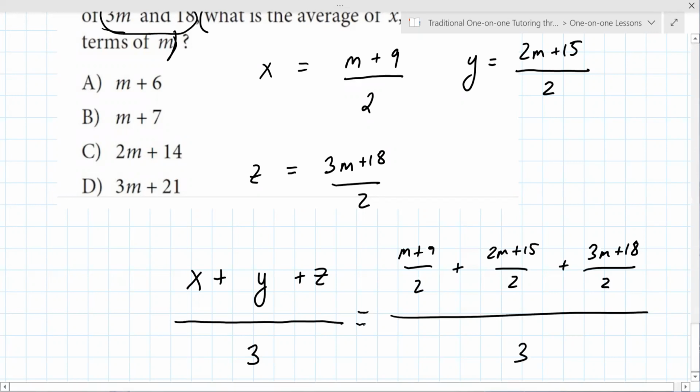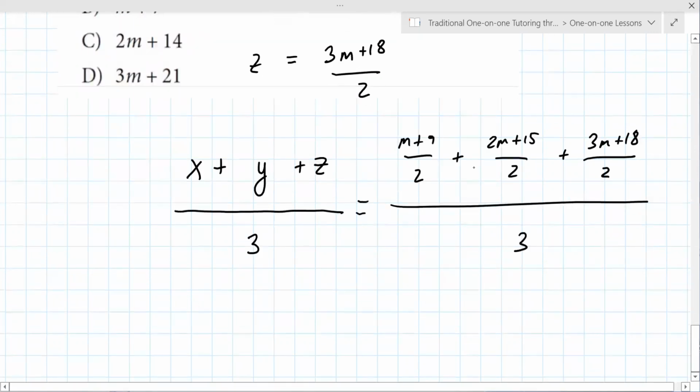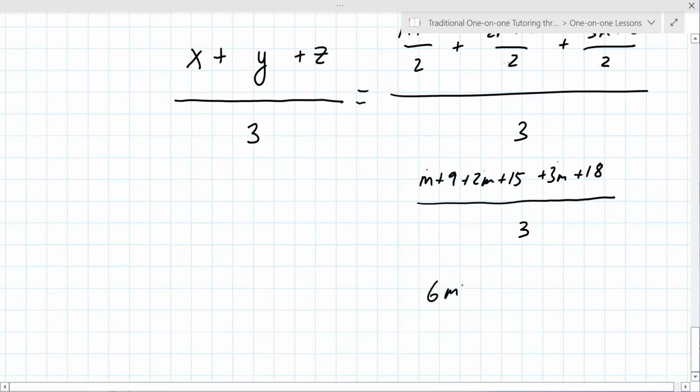This looks complicated, but you actually know how to do it. The bottoms are all the same. So when the bottoms are the same, what can you do in the numerators? Combine them. So you have M plus 9 plus 2M plus 15 plus 3M plus 18, all over 3. So how many M's are there? There should be 6. 6 M's. And then how many non-M's are there? 9, 15 is 24 plus 8 is 32.